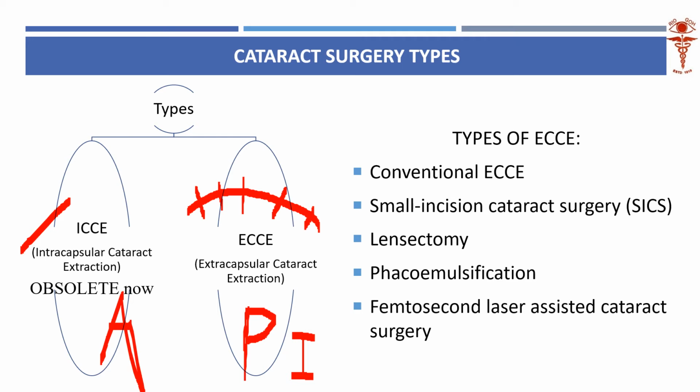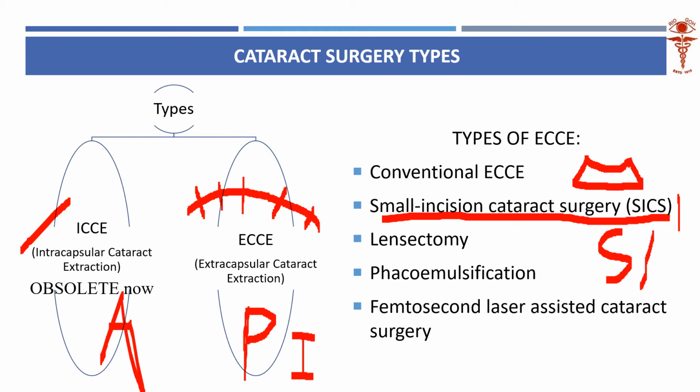So from ECCE, we have shifted to SICS. This is the most commonly used surgery nowadays because it is a very cost-effective method. It doesn't need any big instrumentation to do. It is basically a manual phacoemulsification, manually done phacoemulsification without the machine. It uses a very small incision which is made into a tunnel, and that tunnel is used to enter the eye and do the procedure. So it doesn't need any suture. It is a sutureless surgery.